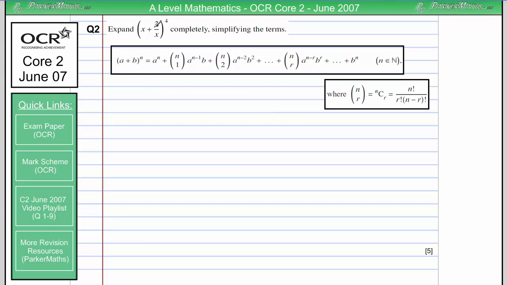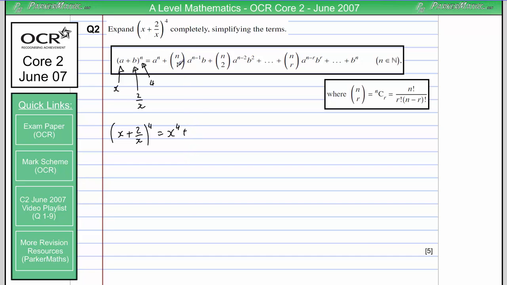So let's use this formula then to expand this bracket. The power of n, in our case, is going to be 4 because that's our power outside the bracket. Our first term, a, is going to be x, and the b is 2 over x. So wherever we see an a, we replace it with x, wherever we see an n, we replace it by 4, and whenever we see a b, we replace it by 2 over x. So we've got (x + 2/x)^4, and we're going to have a to the n, so that becomes x to the power 4.